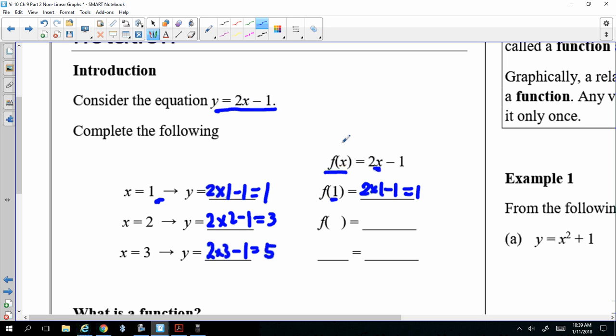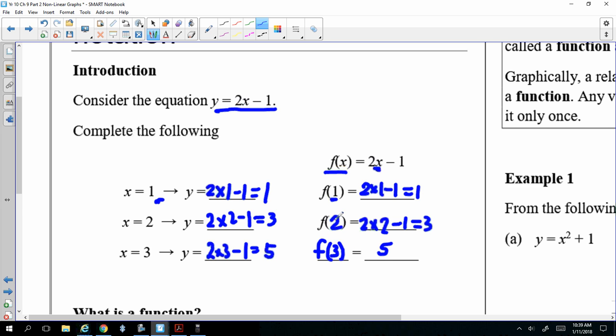Okay, so let's look at the next one. All right, f(2) is 2 times 2 minus 1. That gives you 3, right? And then finally, f(3), you will just get 5. Okay, does that make sense? So it connects the x value with the y value with one statement. Okay, let me write this clearly. So we've got this, and then we've got this. Okay, so write f(3). All right, good.